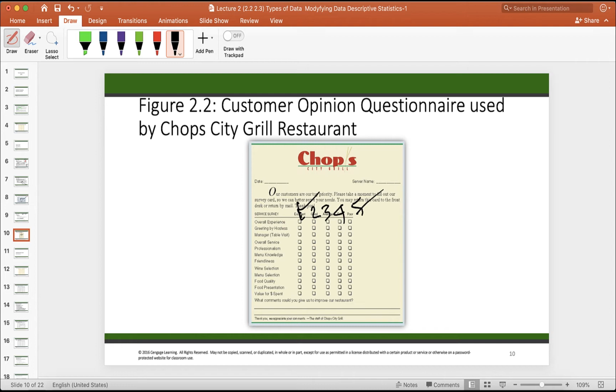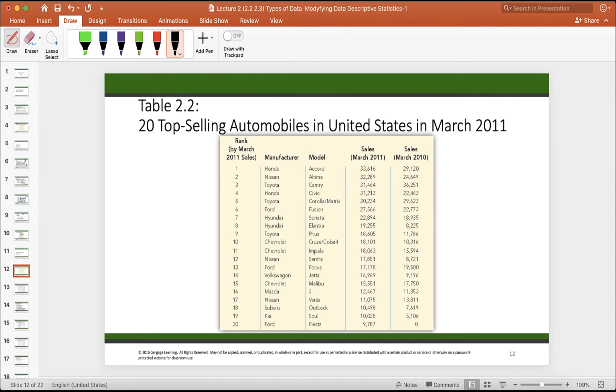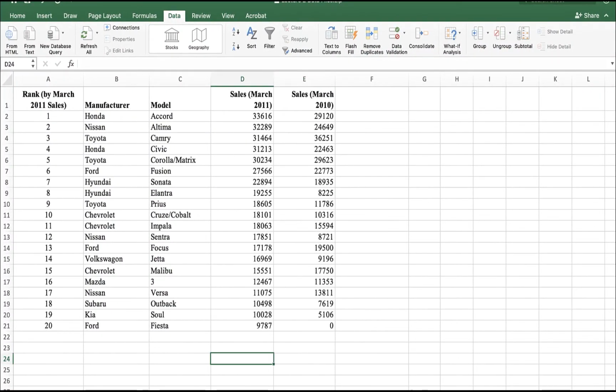So now we're going to look at modifying data. To modify data using Excel, we're going to use sort and filter, and we're going to use conditional formatting. To do this next exercise, you will need to open up an Excel spreadsheet with the name Motorcar Excel Data. That's the one I'm going to look at right now. And there it is right here.